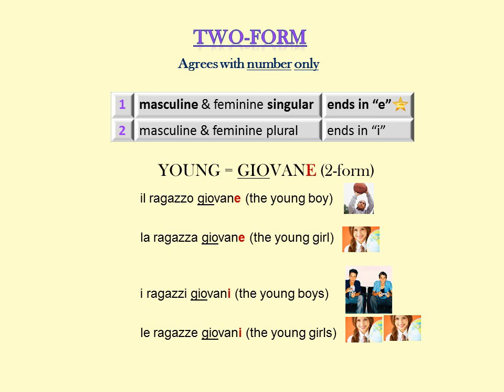If you look up the adjective young in an English to Italian dictionary, you will see that the Italian word for young is giovane. Since the dictionary always shows us the masculine singular forms of adjectives, we may conclude that giovane is a two-form adjective. So the masculine and feminine singular ending of giovane is E, il ragazzo giovane, and la ragazza giovane. And the masculine and feminine plural ending is I, i ragazzi giovani, and le ragazze giovani.